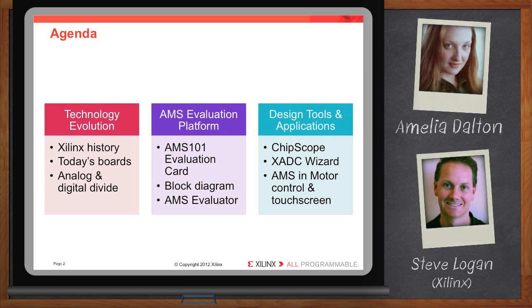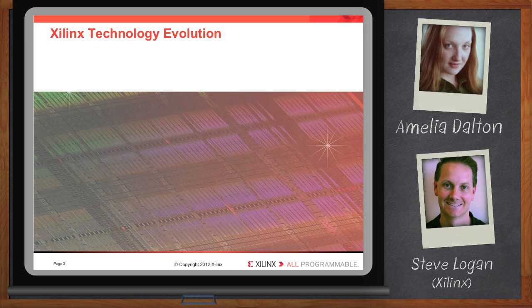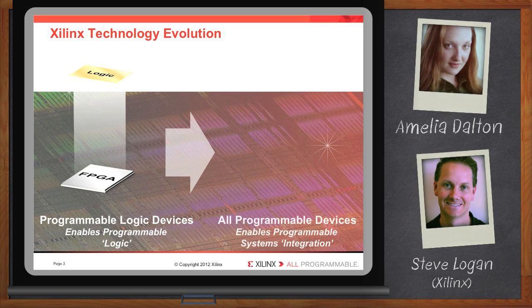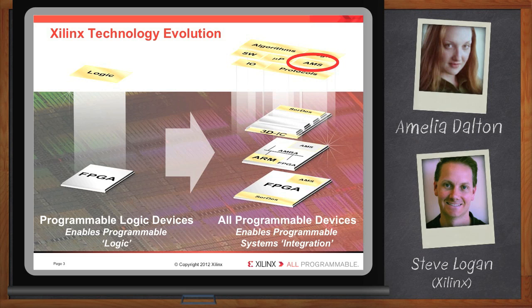Great. So, Steve, tell us a little bit about how we got here. All right, so Xilinx's technology evolution really started with the basic programmable logic devices. And really where we've come to these days over the last 25 or 30 years is into something that can be all programmable devices. So FPGAs, ARM processors, 3D ICs, all kinds of different things. And one of those pieces is what we call Agile Mixed Signal, which is our new integrated analog.